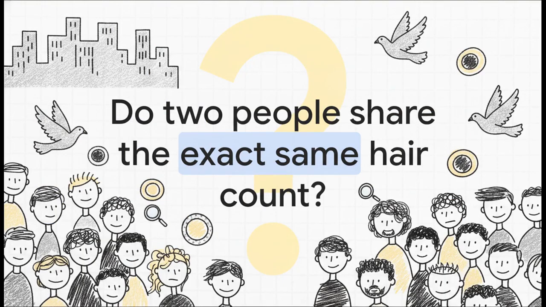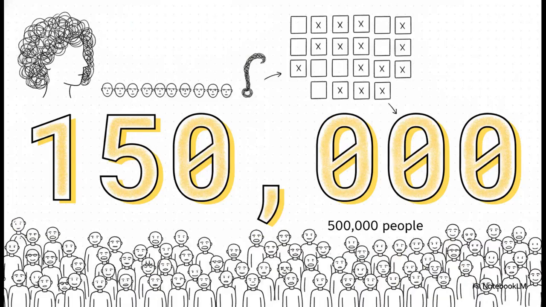Let's ask an even bigger question and apply the principle at a massive scale. In a large city of 500,000 people, is it a guarantee that at least 2 people walking around have the exact same number of hairs on their head? The answer is a resounding yes. Biologically speaking, the absolute maximum number of hairs on a human head is roughly 150,000. So we have 150,001 possible hair counts, starting from a totally bald 0 all the way up to 150,000.